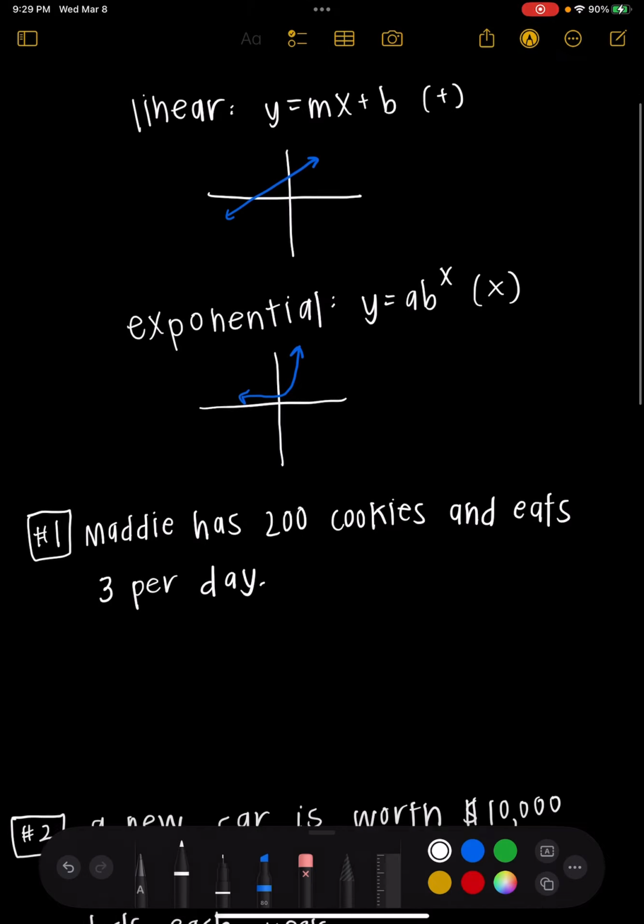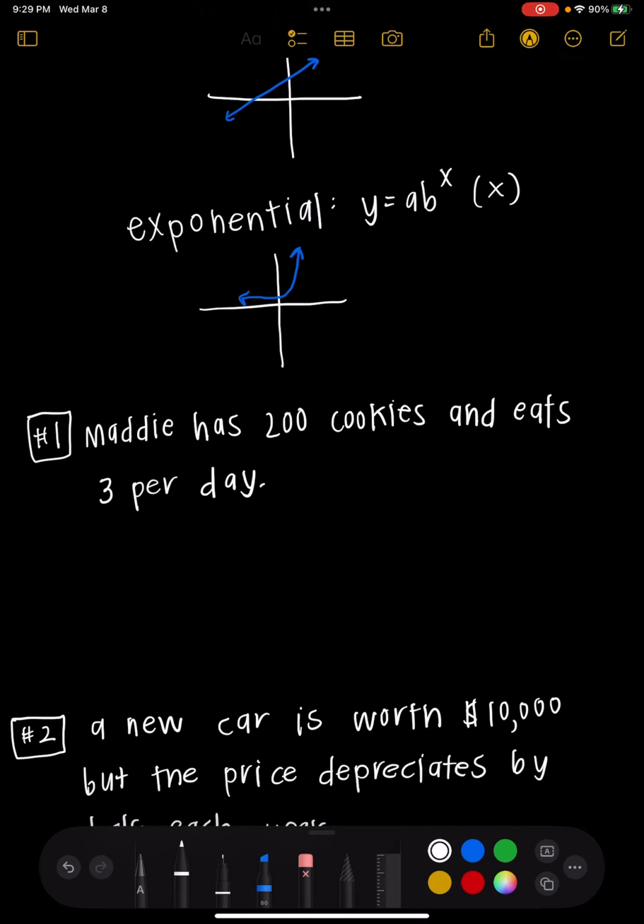An exponential equation has the form y is equal to a times b to the power of x, where you're multiplying by something every time, and the graph is curved, it's growing really fast or decaying really fast. In this video, we're going to be talking about reading a word problem and deciding if it's linear or exponential, and then writing an equation for it. So it's really similar to the one about tables. We just now put it in words instead of tables.